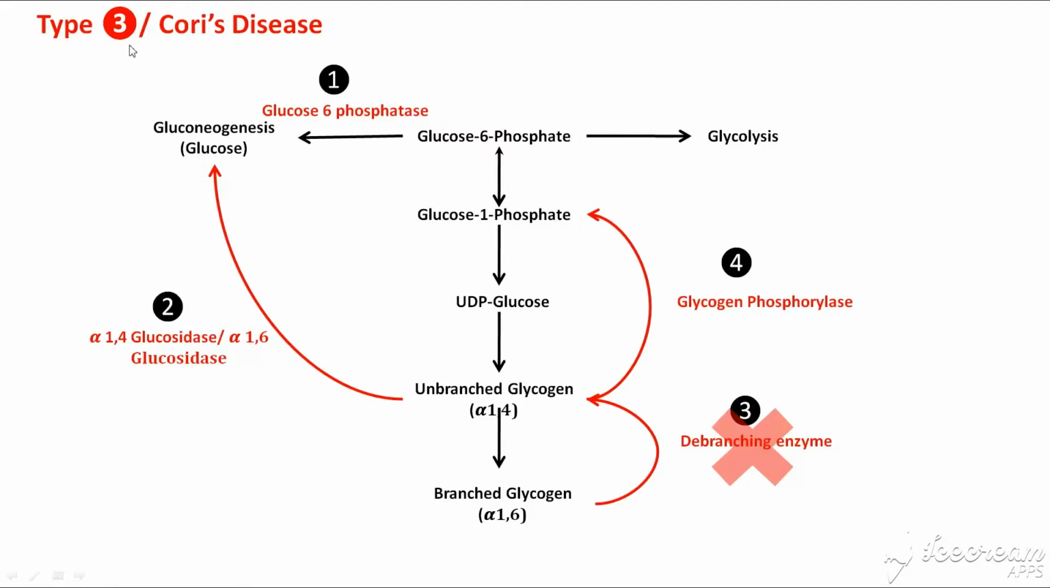So type 3 glycogen storage disease, which is also called Cori's disease. Now, this is an autosomal recessive disease in which there's going to be a deficiency in the D-branching enzyme. That means that there's going to be a limitation to the ability of cells to break down glycogen.